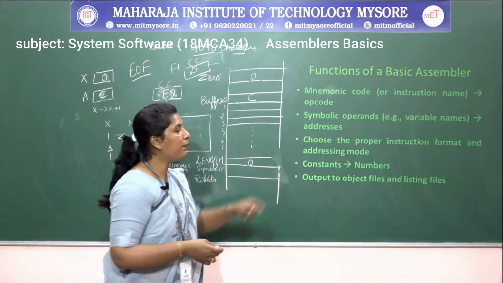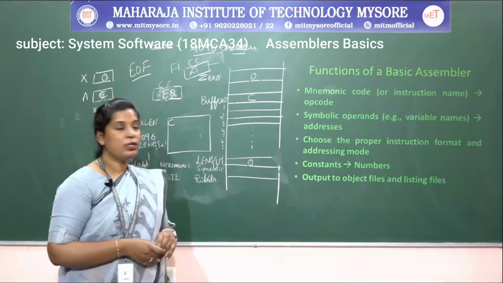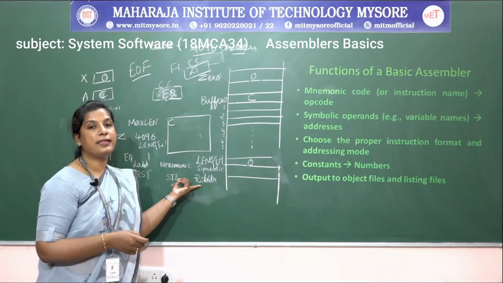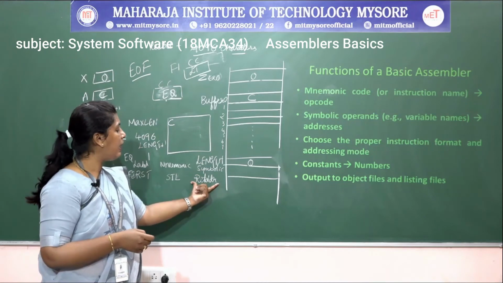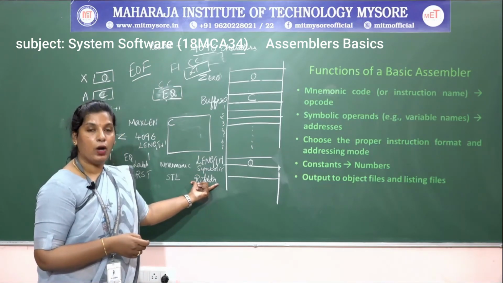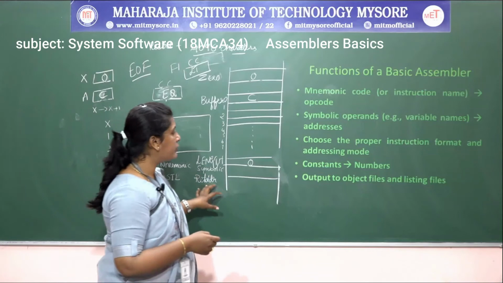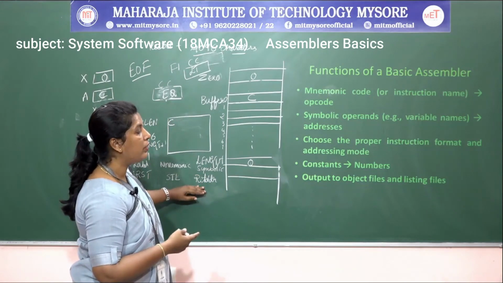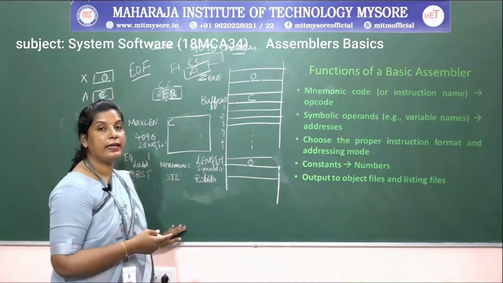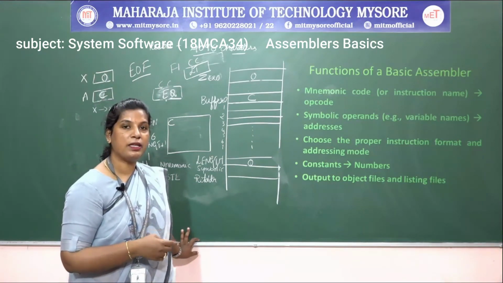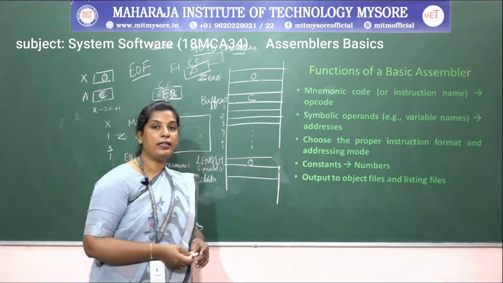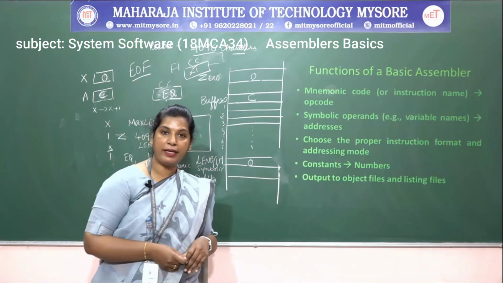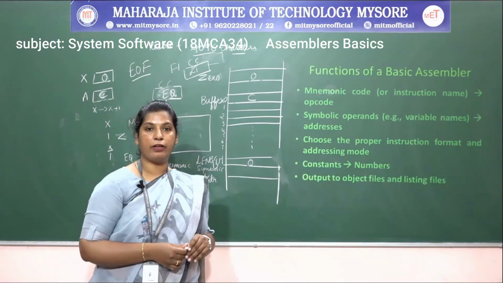After that, choose the proper instruction format and addressing mode. For this instruction, the feasible addressing mode in SIC is direct addressing mode, because it does not have an index register in the operand field. So it chooses the proper instruction format and addressing mode. After that, if any constants are there in the program, they must be converted into numbers. Then we have to output to the object file and the listing file, so the assembler generates an object file.